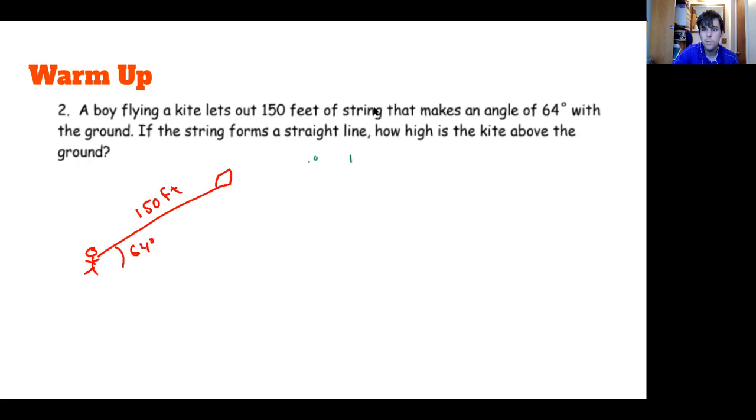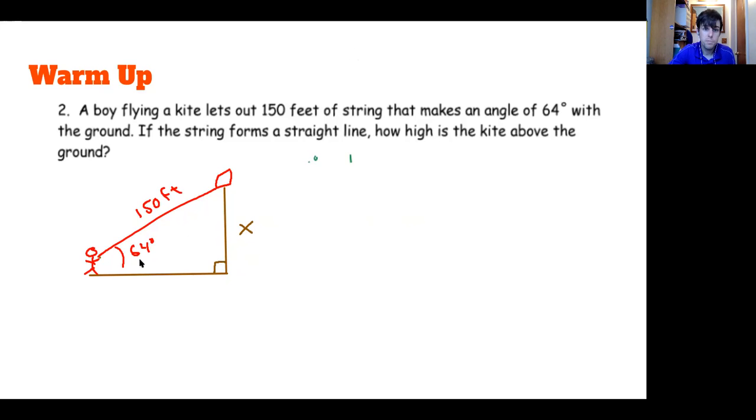Now in this problem, we are ignoring some things here. The height off the ground is not really discussed, right? Because he's not holding it directly on the ground, I would assume. We're fudging this a little bit, but we're just going to assume it works. We are looking for this height here. We want to know how high above the ground the kite is. So we'll call that x. That will be our unknown.